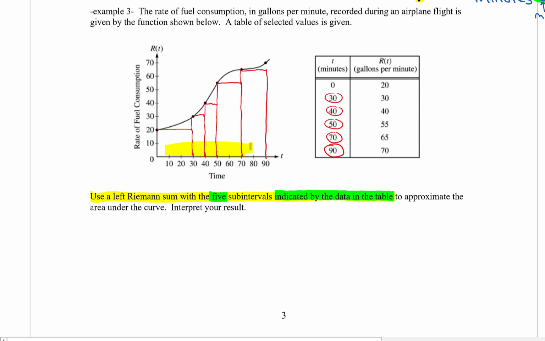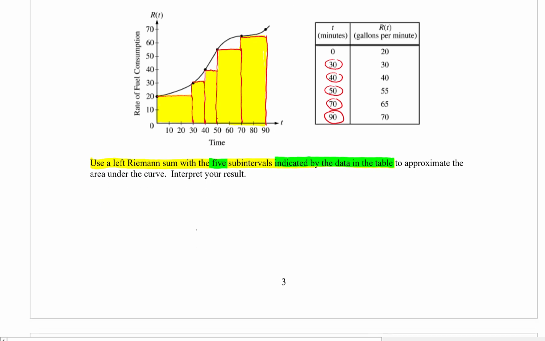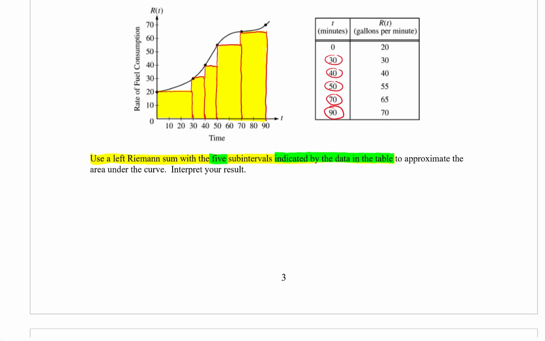I'm going to highlight the area within the rectangles. So this is the area that I'm looking for. So finding this area is going to be just slightly different from the other problems we did. We're still finding area, but since we don't have the exact same width for each one of these rectangles, I won't be able to factor out the width the way I did before, right? My delta x, or in this case, my delta t, because we don't have one in this case.